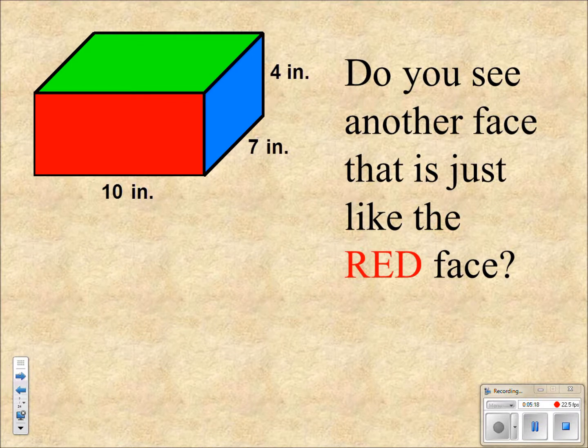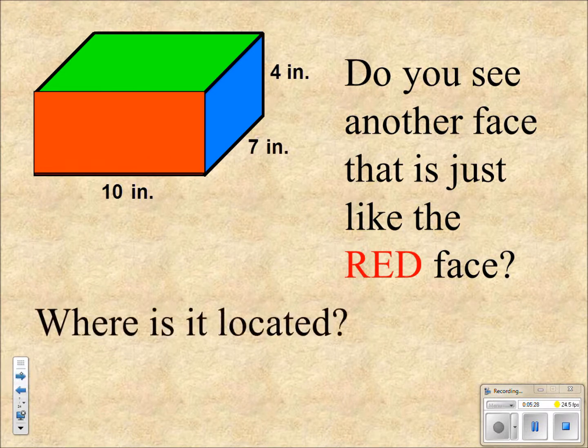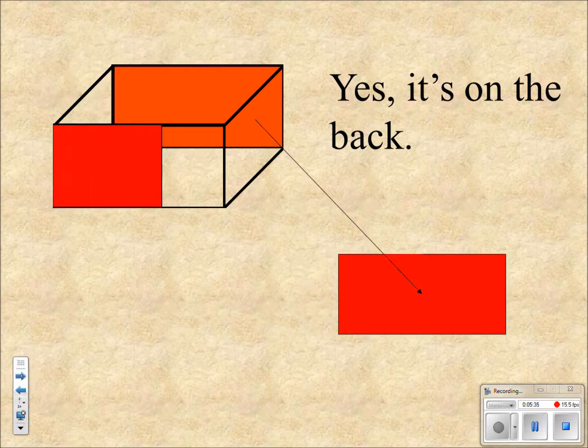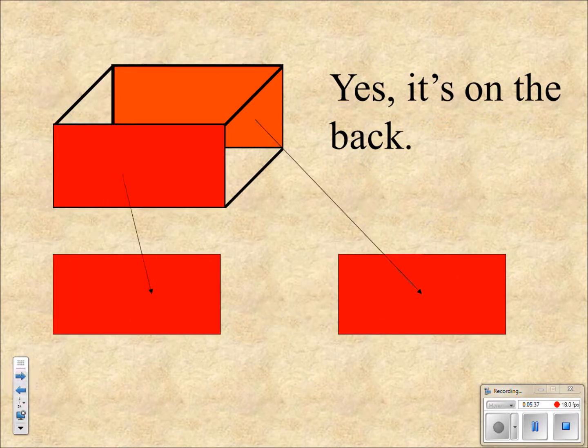So is there another red face on here? Do we see one? Well, no, we don't see it, but do we know where it is? We know that we have a red face in the front, but we also have a red face in the back. Because of what we know about three-dimensional shapes, in this case, the front and the back are the exact same. So they both share the same dimensions.